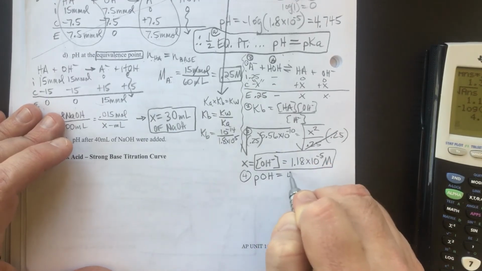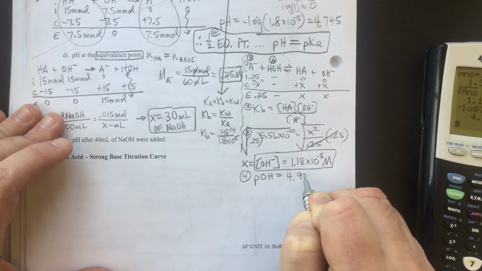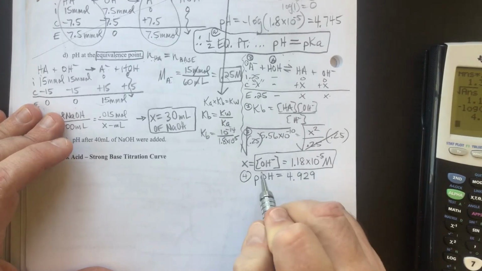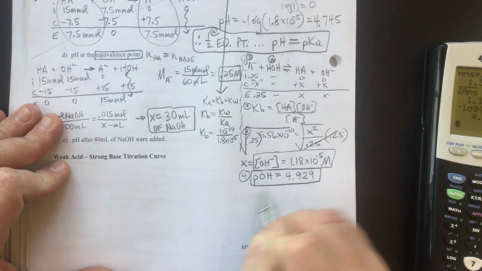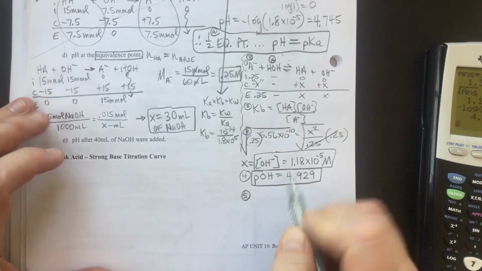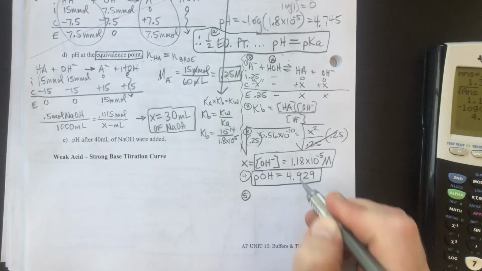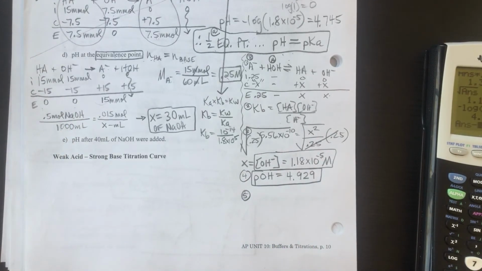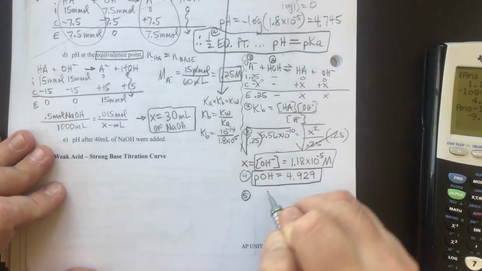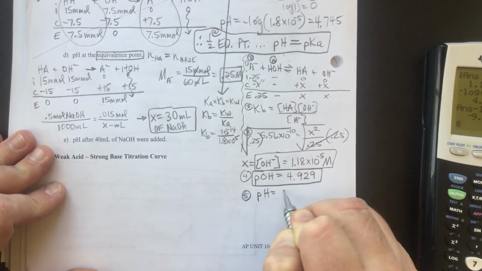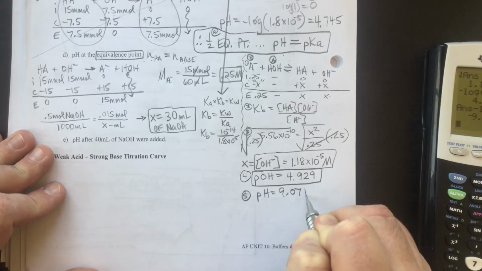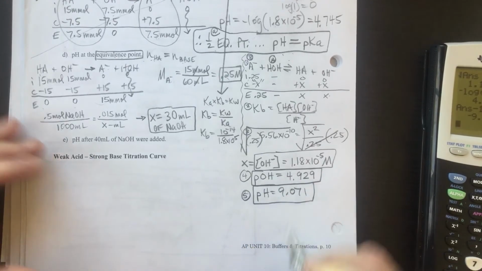And I end up with 4.929 as the pOH. And then remember, the pH is simply 14 minus that. So I subtract that from 14, and I end up with the pH being 9.071. Remember, that should make sense.